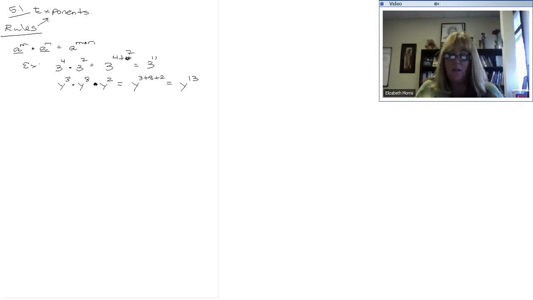Okay, now what if I had 5y squared times negative 3y to the 4th? Now, take the numbers and multiply them. That's 5 times negative 3. And then I have y squared and y to the 4th. Now, we know that 5 times negative 3 is negative 15, and then we can add the exponents because the bases are the same, so you add the exponents.